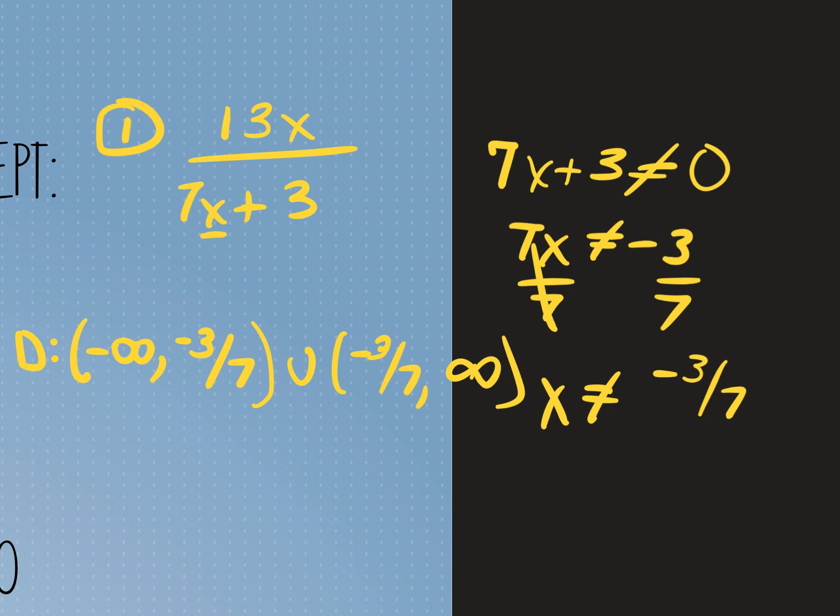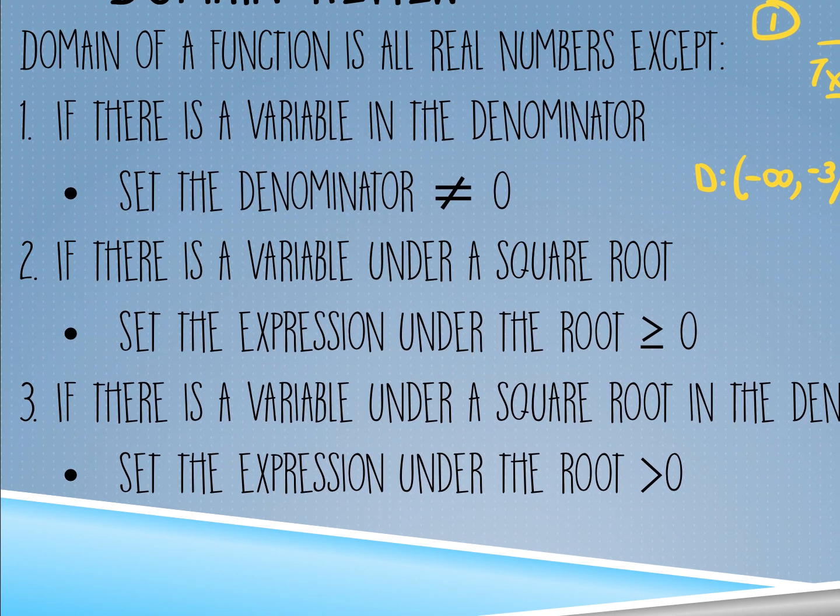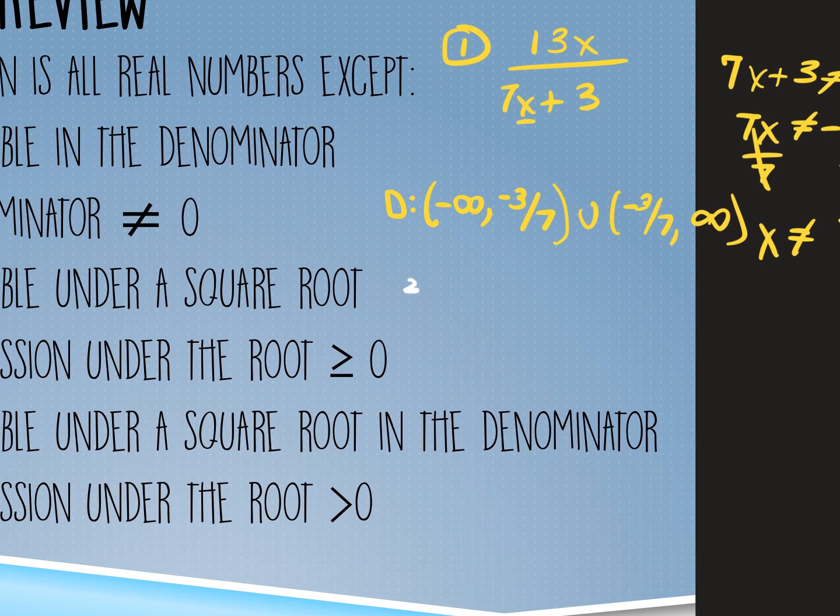All right, so the second issue is if there's a variable underneath a square root. Well, let's think about this for a second. Why is that a problem? If we're talking about real numbers and real solutions, why is it a problem if there's a variable underneath the square root? You can't take the square root of a negative and get a real answer. Good. See, you guys already know this.